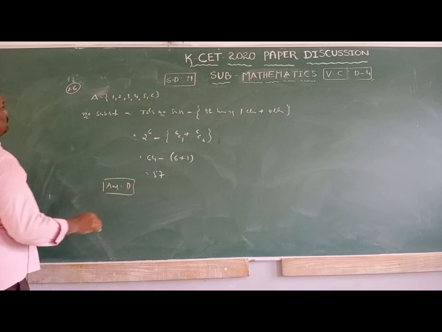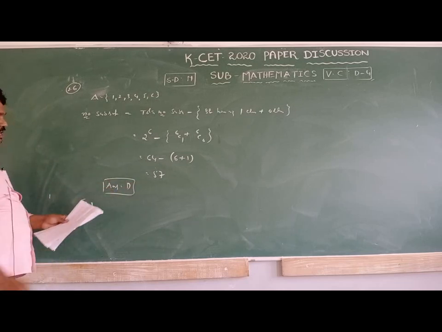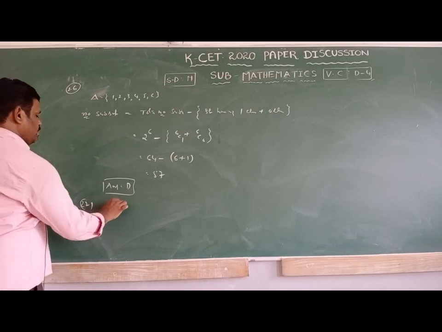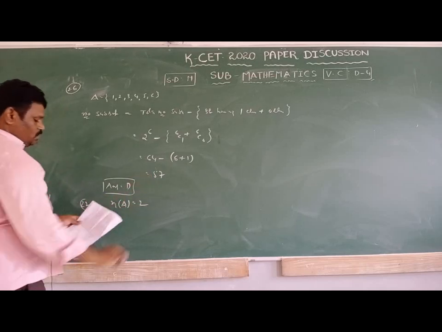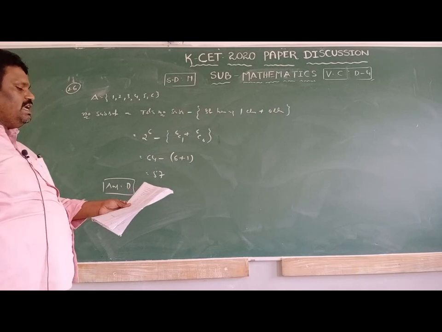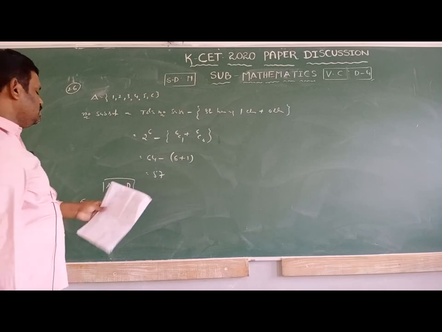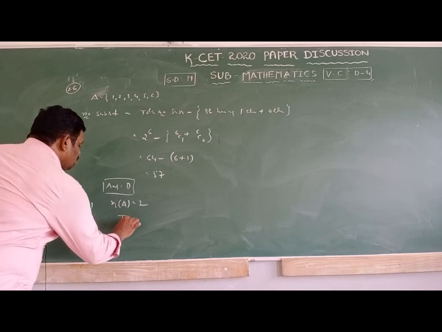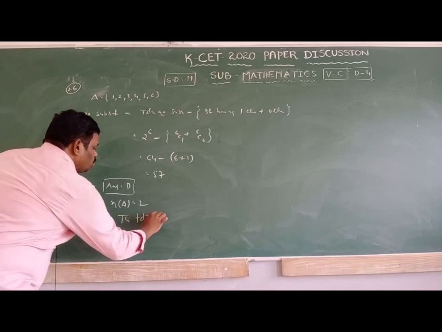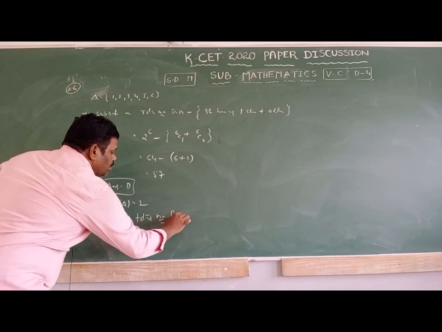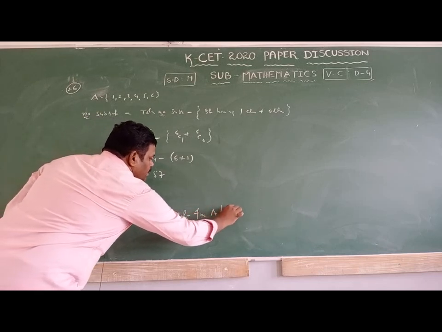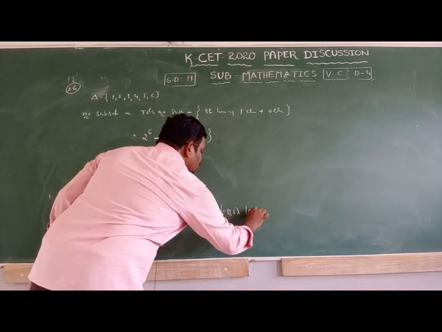Answer D is correct. Question 27: n(A) is equal to 2 given. The total number of possible relations from A to B is this one. Now you know the condition: the total number of relations from A to B is 1024, given.